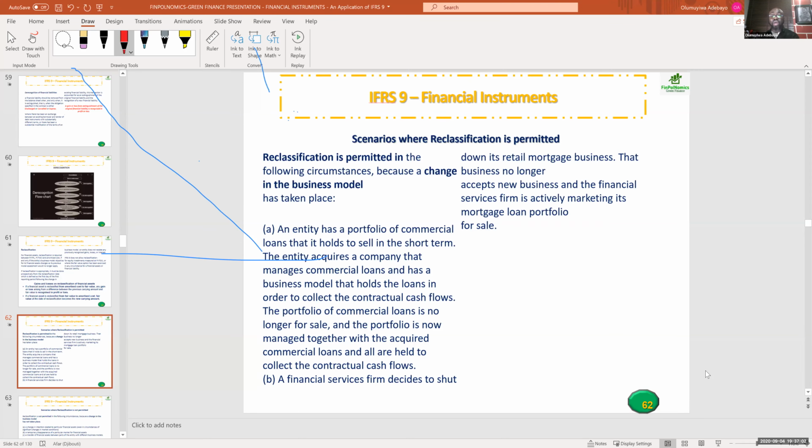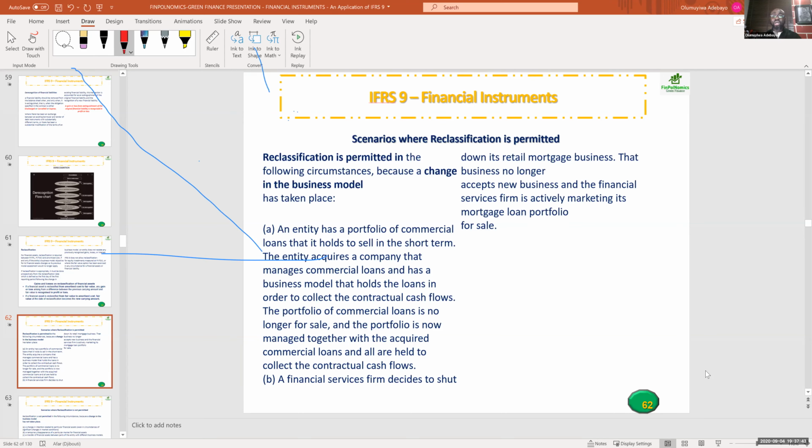And the entity acquires a company that manages similar commercial loans, but in their own business model, they hold the loans up to maturity to collect all of the contractual cash flow, interest and principal, over the specified dates. Upon the acquisition, there's now an integration between the acquirer and the acquiree, such that the new portfolio is managed collectively with the aim of holding it to maturity, such that you collect all of the contractual cash flow.